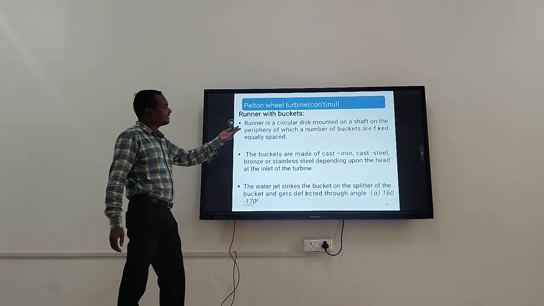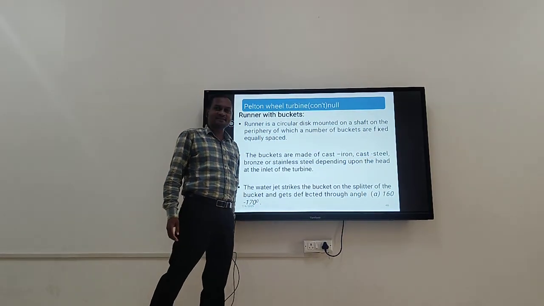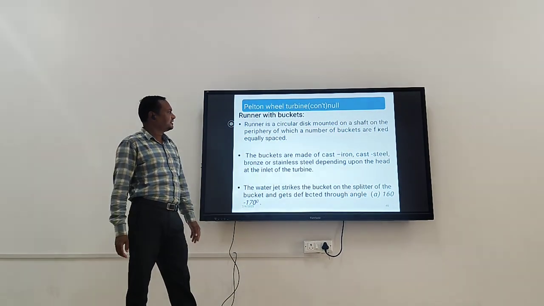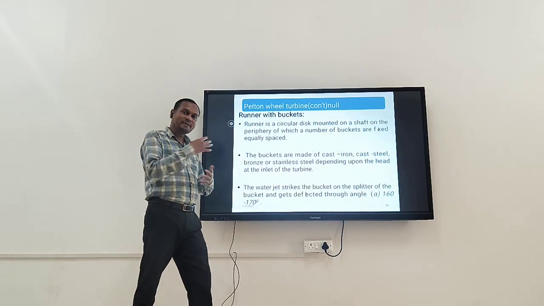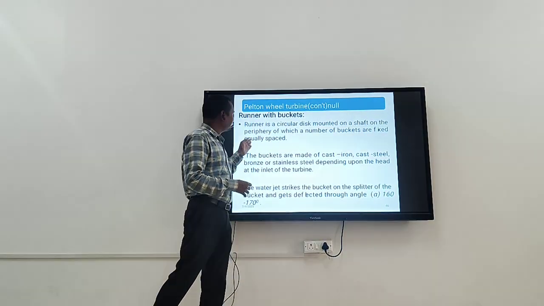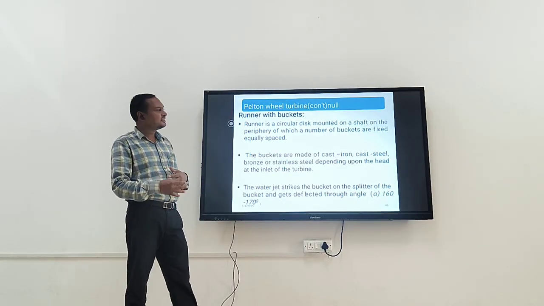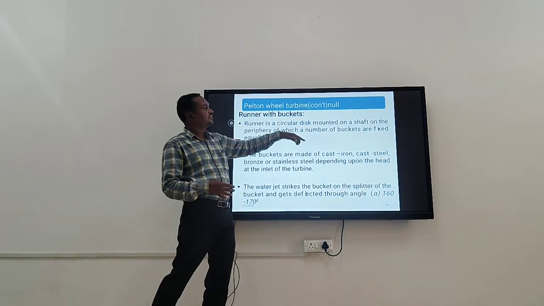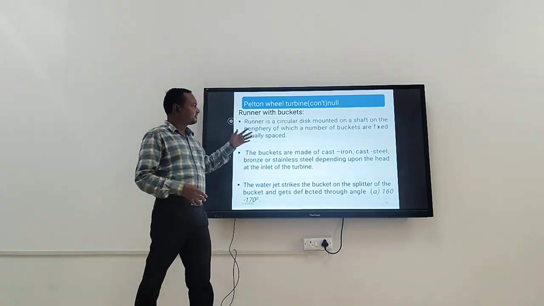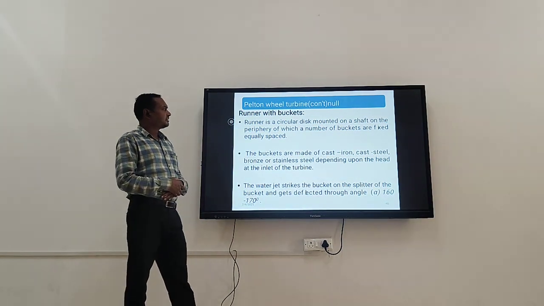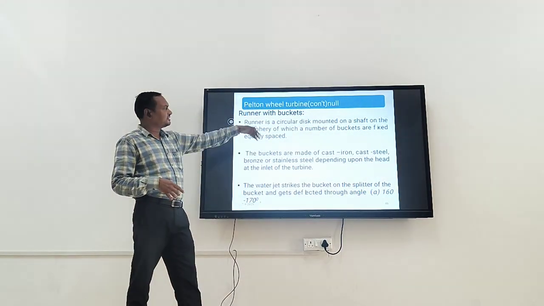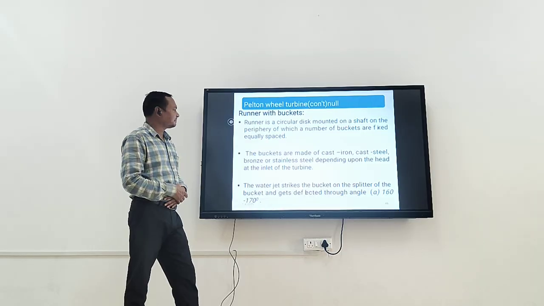So what is a runner? A runner is a circular disc that is mounted on a shaft, and on its periphery the buckets are fixed and equally spaced. The buckets or vanes are fixed on the periphery of the runner, and the runner is mounted on the shaft.